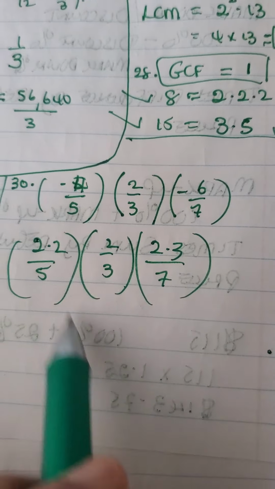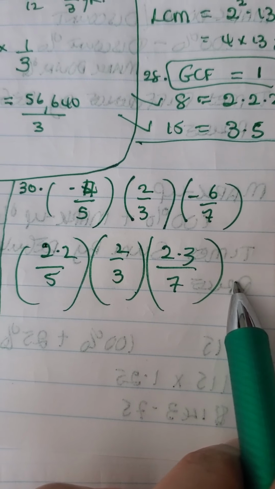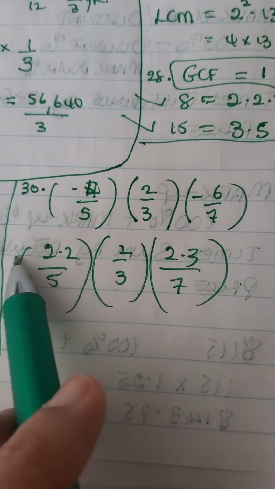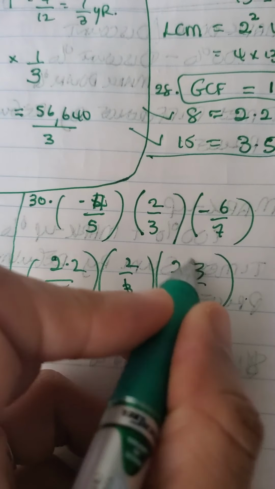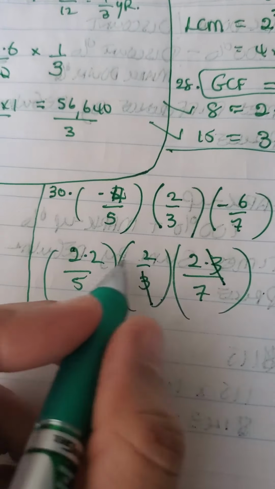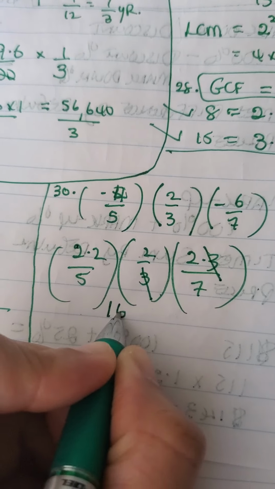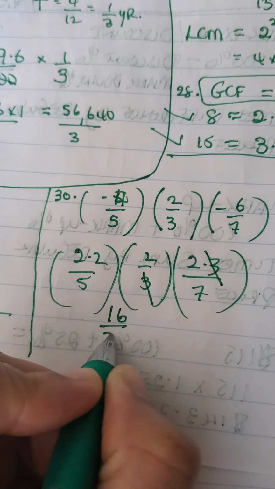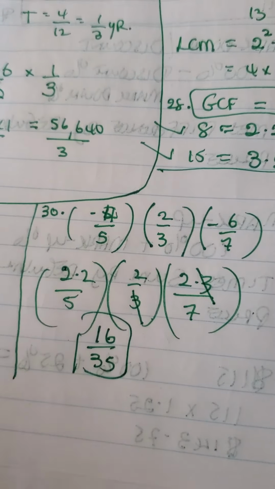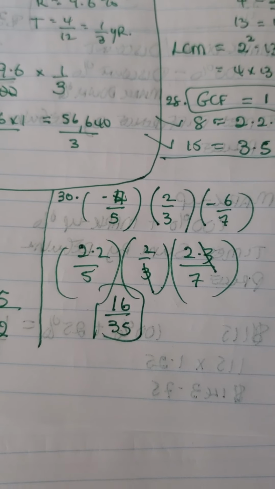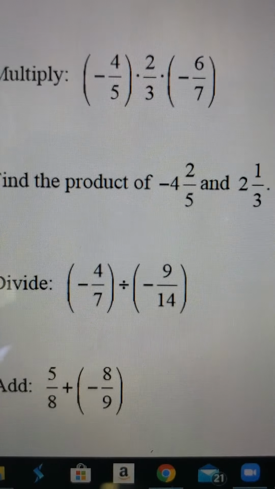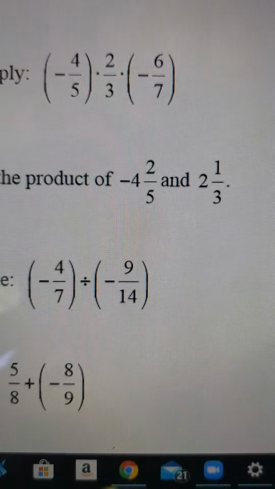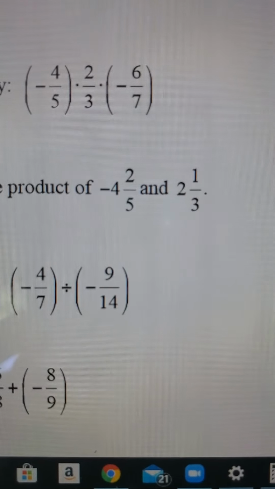We don't cancel side by side. We do cancel vertically, not horizontally. And it looks like the only factor that this whole multiplication has in common is 3. So I'm left with 4 factors of 2, which is 16 over 35. And that's my final answer for number 30. Next. So 31 is asking me to find the product of negative 4 2/5 and positive 2 1/3.